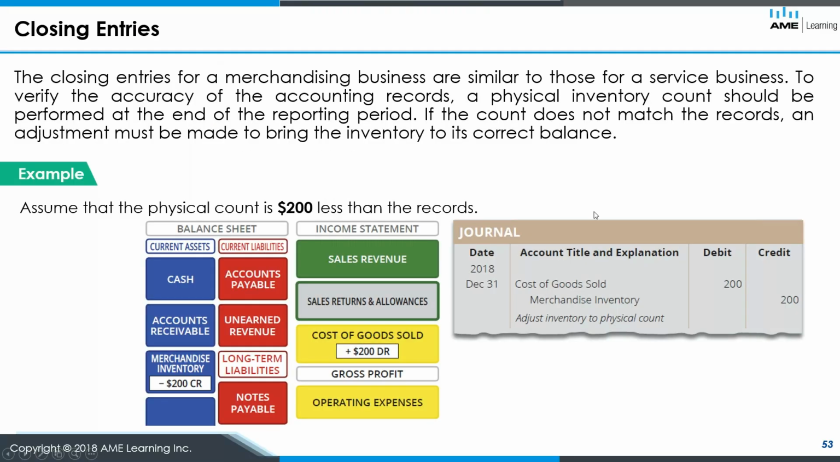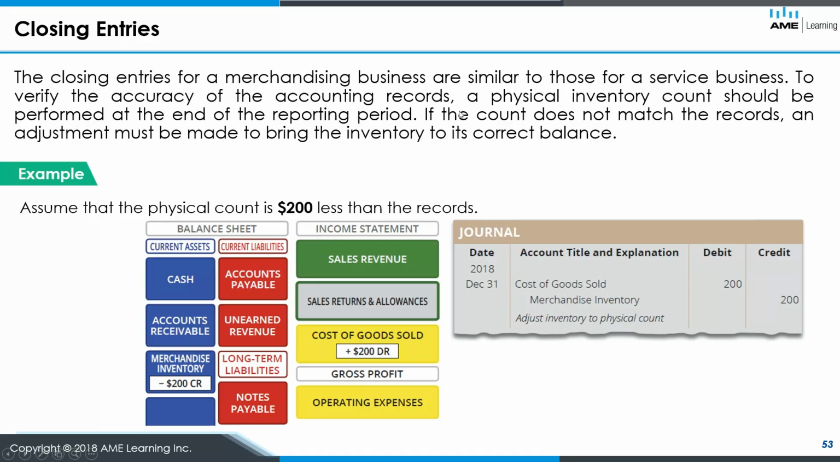Okay, let's talk about closing entries a little bit. We already talked about closing entries for a service business. And basically the idea of temporary accounts and permanent accounts and closing entries are essentially the same between the different types of businesses. The only thing that we want to add here to a merchandising business is the idea of us needing to actually go out and do physical inventory counts.